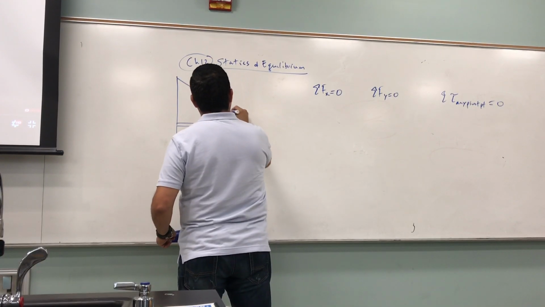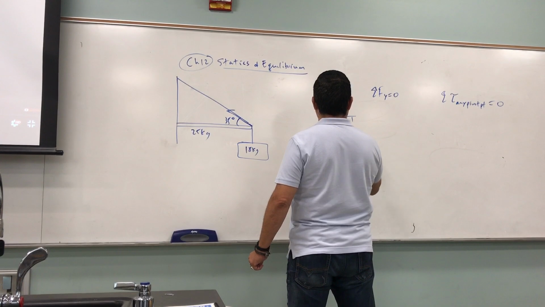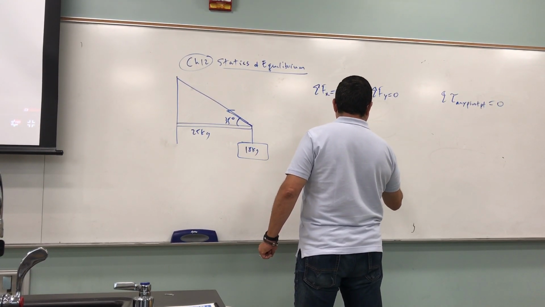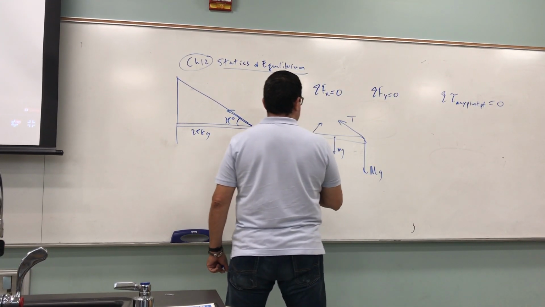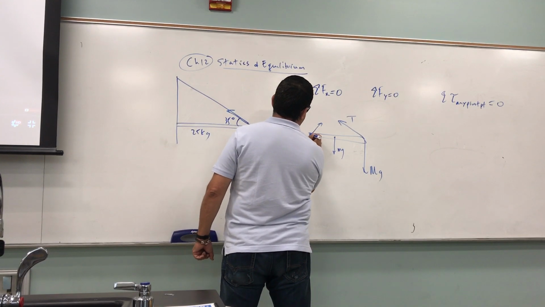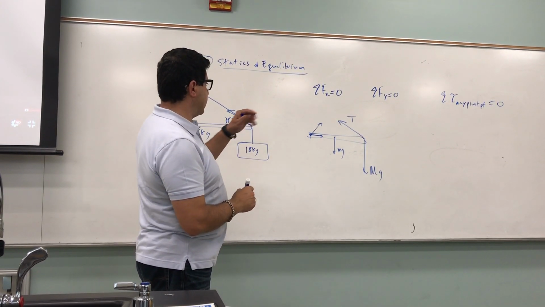So there's a tension here, so let's write the beam separately. The tension like this, the weight of the beam, and the weight of the sign, big Mg, let's call it. Then the hinge is exerting a force this way. Now you might say, can't the hinge exert a force just horizontal? Why does it have to be at an angle?